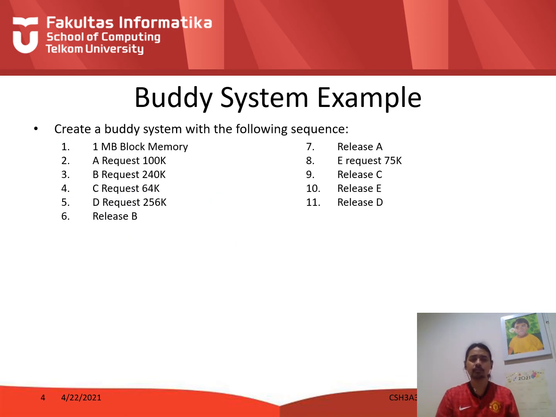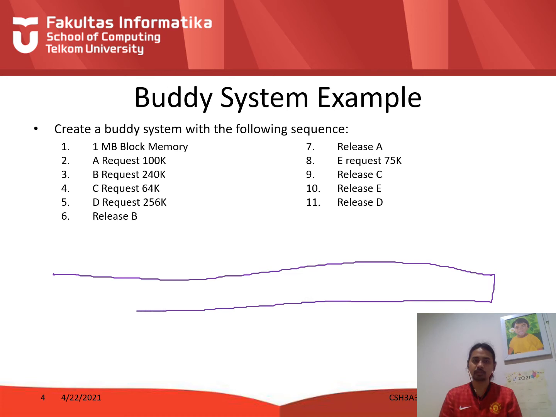So here's the problem. We have a 1 megabyte memory. I'll draw that first. Here's the 1 megabyte memory. And we want to insert a process with the size 100K, this one. And this is 1 megabyte. And what do we do? We divide it into two. If we divide this memory into two, we have 512 here and we have 512 here.